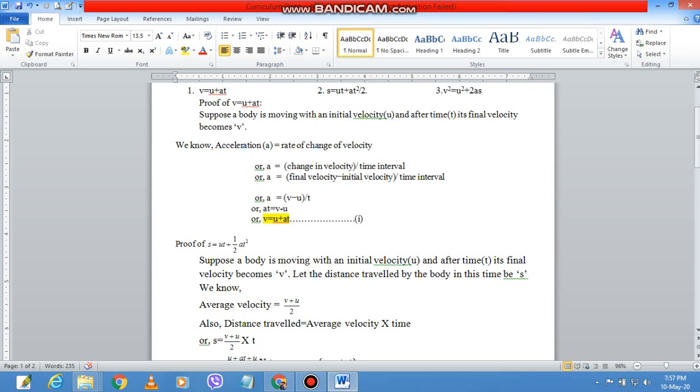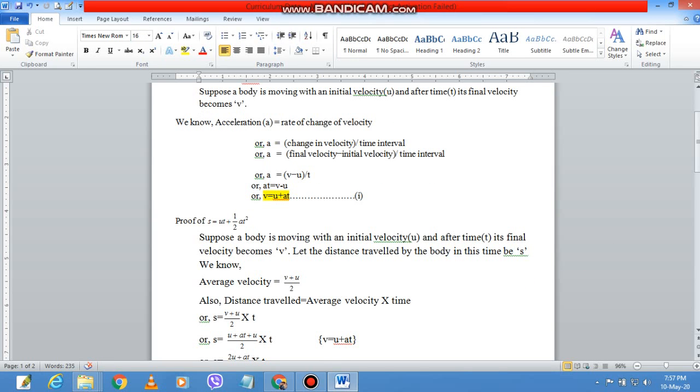Now a body is traveling with an initial velocity u. After some time t, it reaches its final velocity v, and in this period from u to v, the body travels a distance of s meter. We all have studied that average velocity is equal to v plus u divided by 2. Why v plus u divided by 2? Because average means the mean. That means there are two velocities, the first one is initial velocity and the second one is final velocity. Its average will be its sum divided by 2 because there are two velocities.